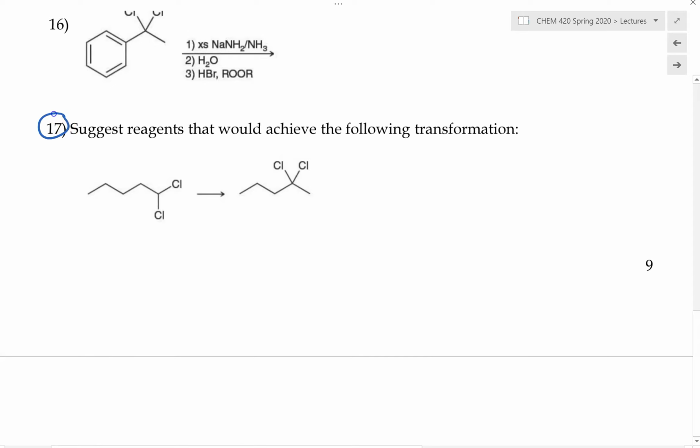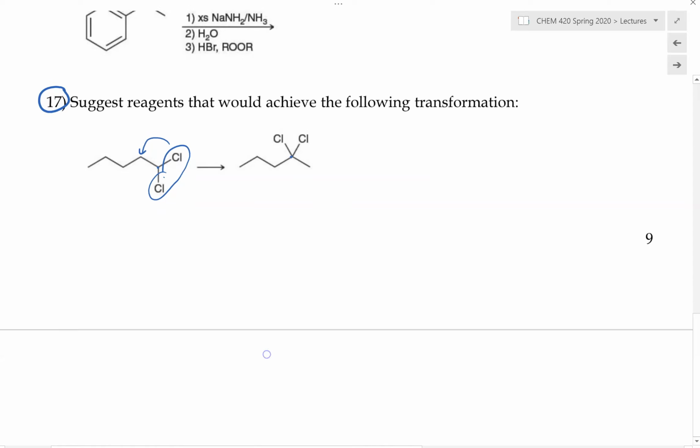And now let's try number 17 right here. Suggest the reagents that will achieve the following transformation. In this case, we start out with a dihalide where the two chlorides are on the terminal carbon. And now we are converting this into a dihalide in which they end up on the internal carbon. So basically the halogens have shifted from the terminal carbon to the internal carbon here. So what is going on here?